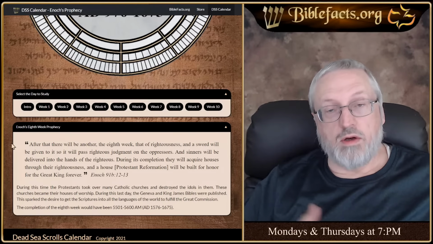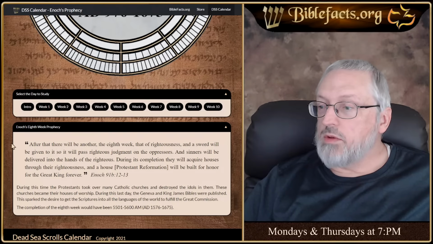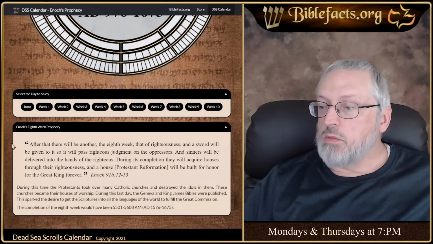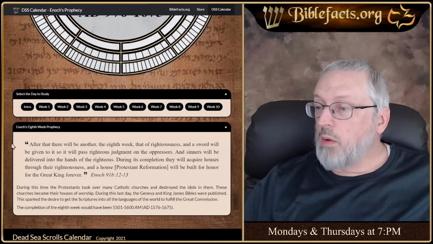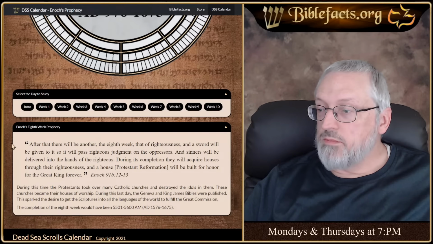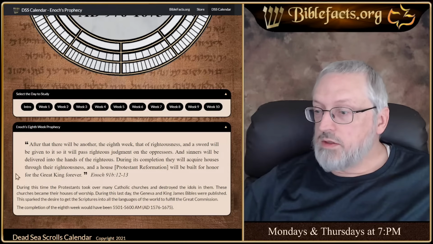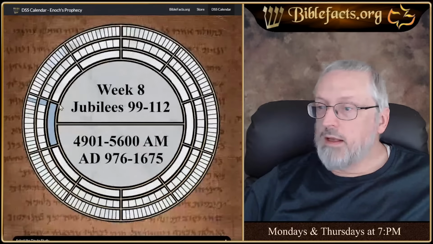Of course, we had the Protestant Reformation and a lot of things happening. A sword will be given to it so that they pass righteous judgment on the oppressors. Sinners will be delivered into the hands of the righteous. During its completion, they will acquire houses through their righteousness, and a house will be built for honor for the great king. And so we speculate on what that was. And again, that gets us here.